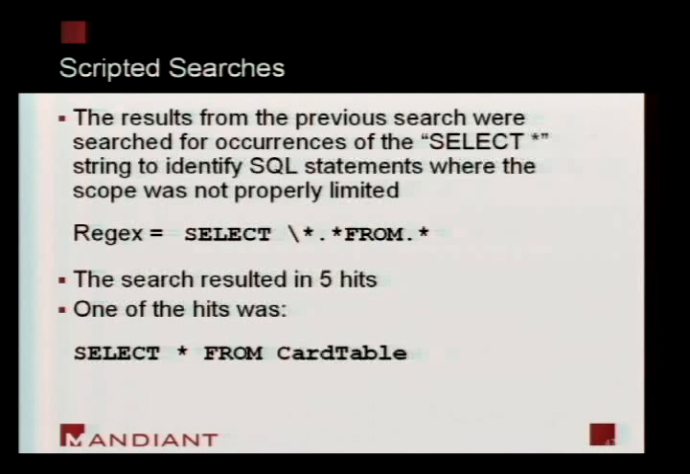From those 5, we started looking at them, and what we found was one was select star from card table. Obviously, I changed the name of the table there, but it was a select star query which accessed the credit card database.